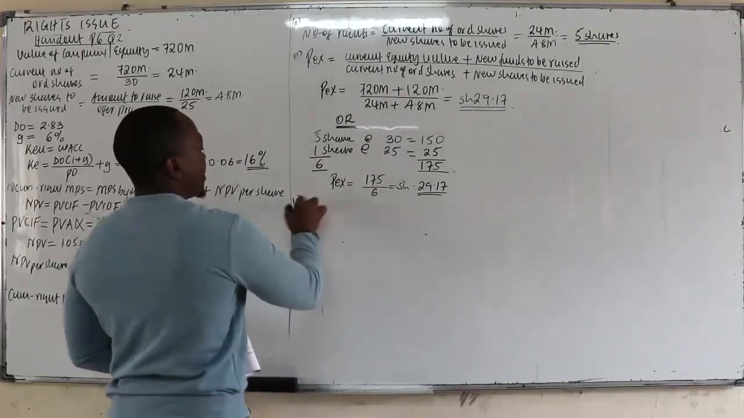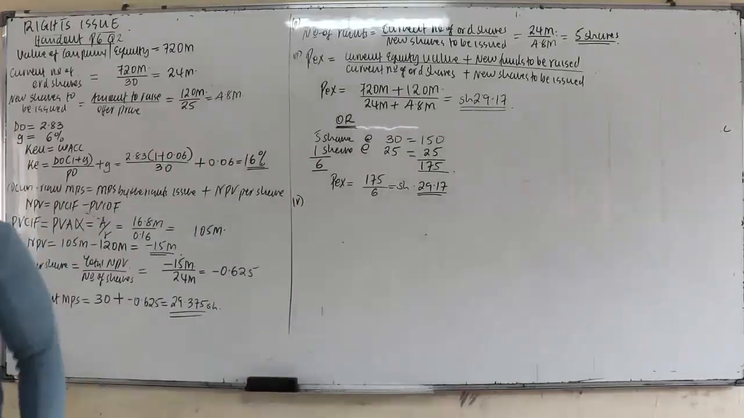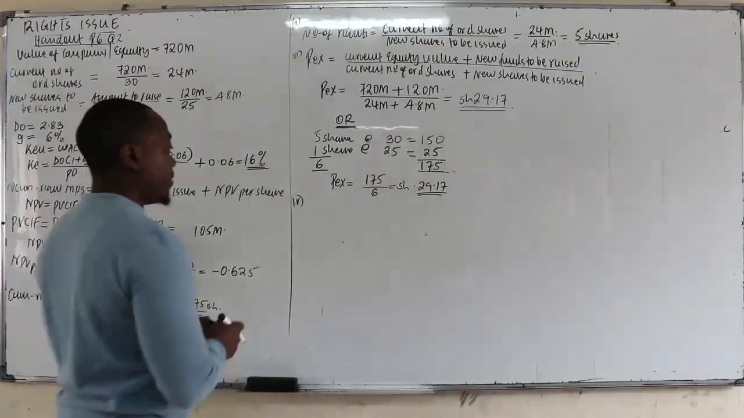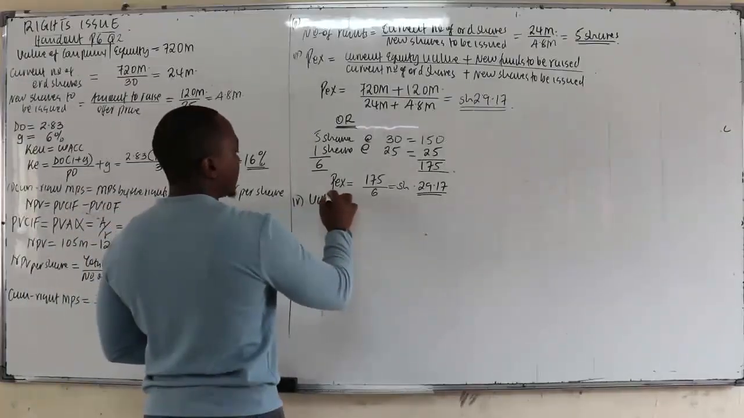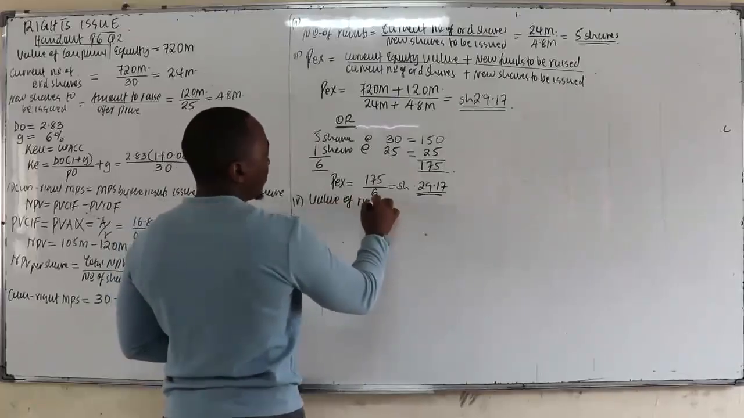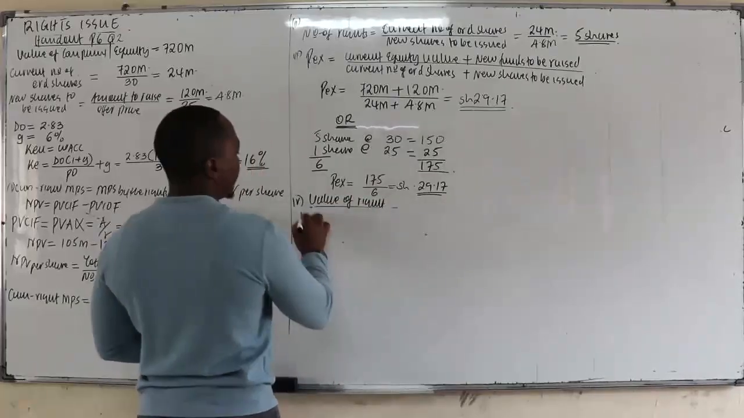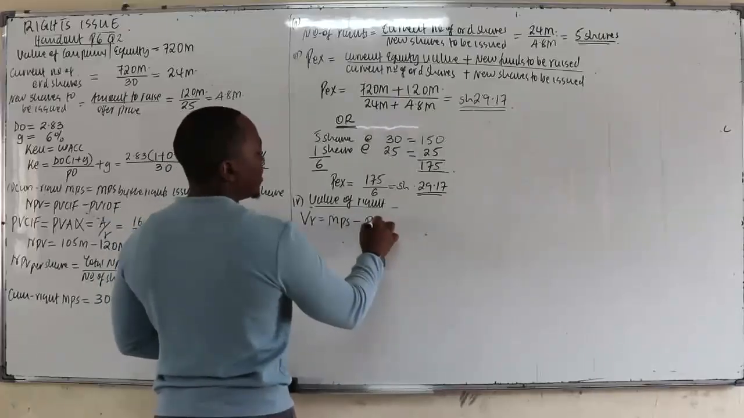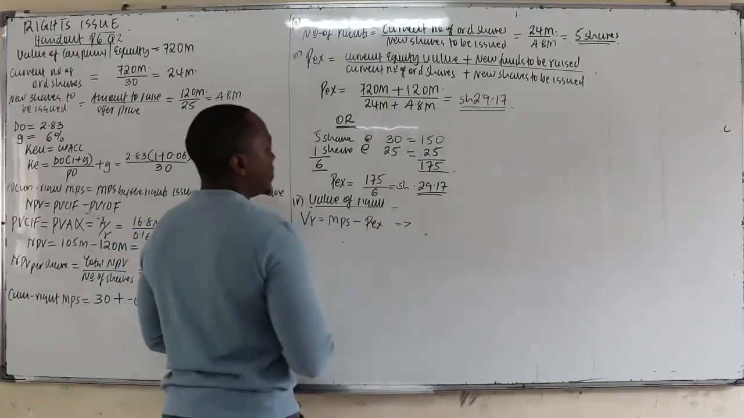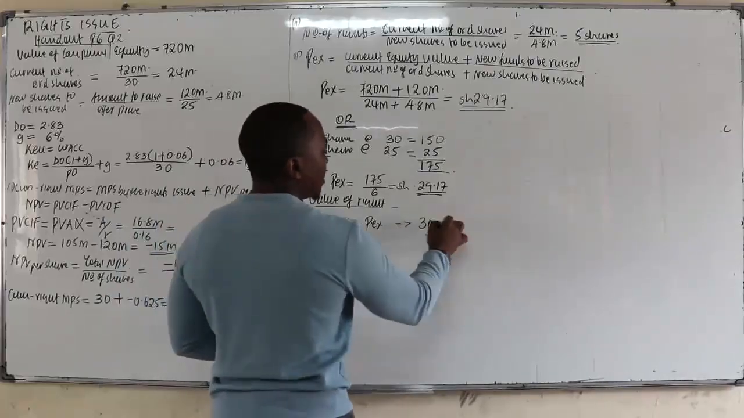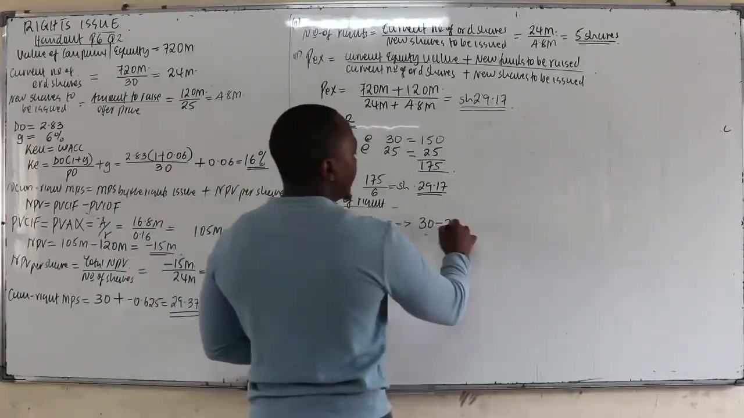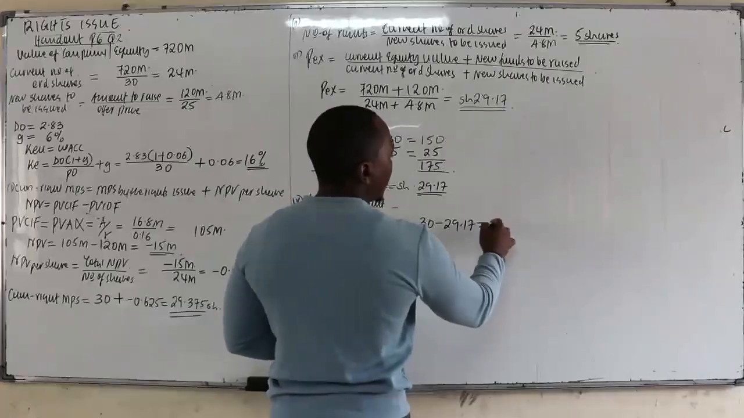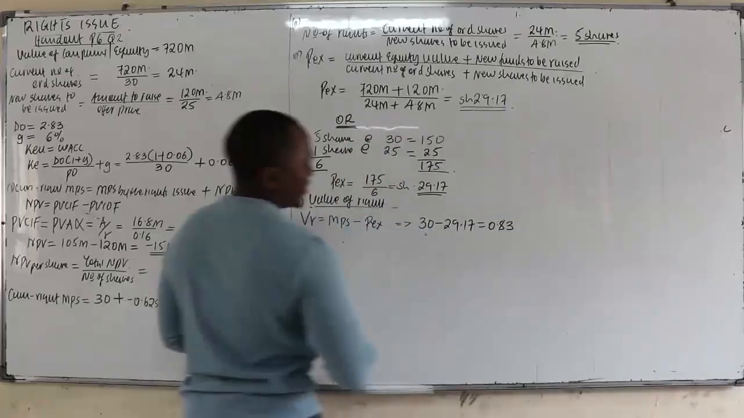Lastly, number four. The value of each right. So how do you get the value of each right? Here is the formula. To get the value of the right, you take the market price per share minus the theoretical X-rate. The market price per share is 30 shillings. The theoretical X-rate we have is 29.17, and you get 0.83.